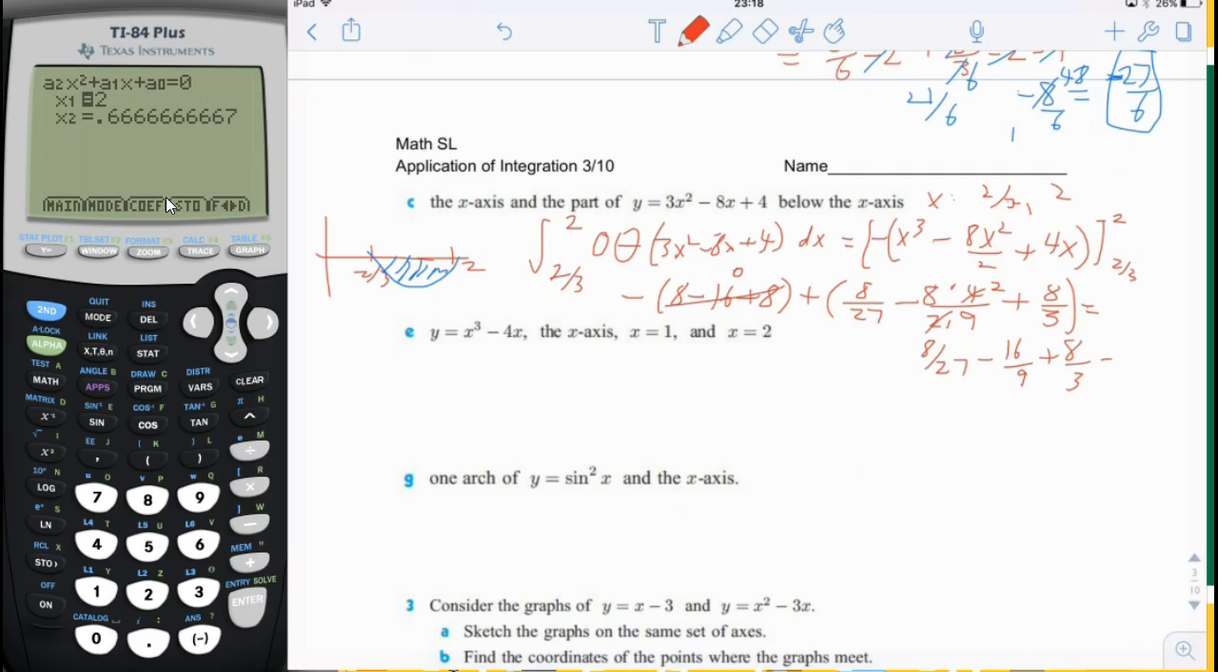And I think we can put everything over 27. So I have 8 minus, and then it would be 16 times 3, which would be 48. And then 8 times 9, which would be 72. 72 plus 8 would be 80, minus 48 would be 32. So the answer is 32 divided by 27. Okay? Let me just shrink that a little bit. Took up an awful lot of space.